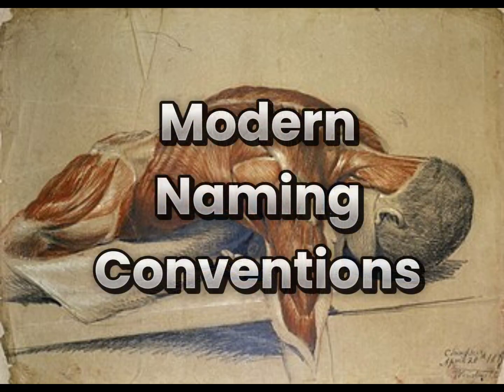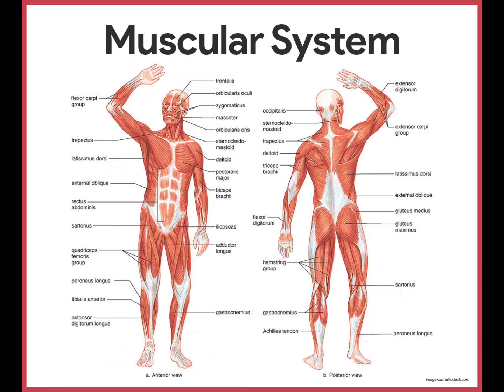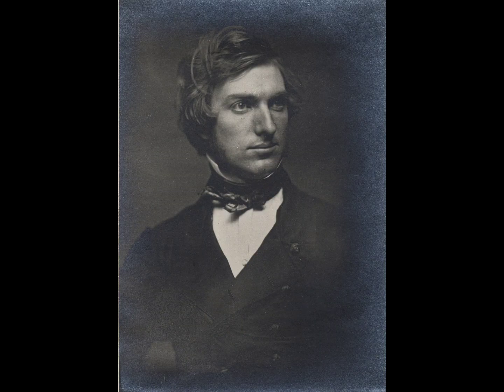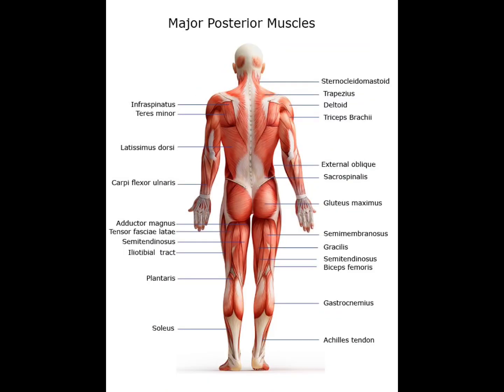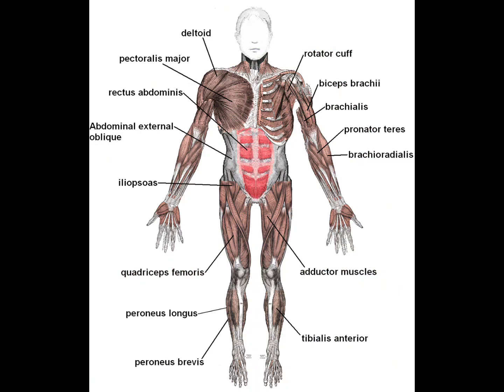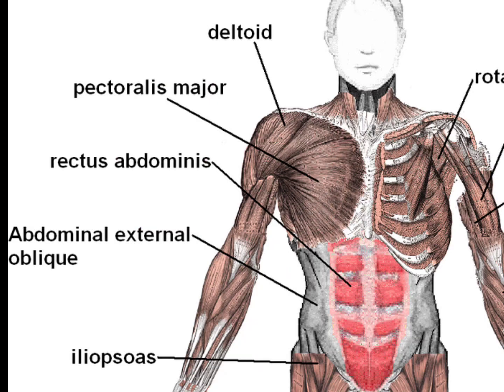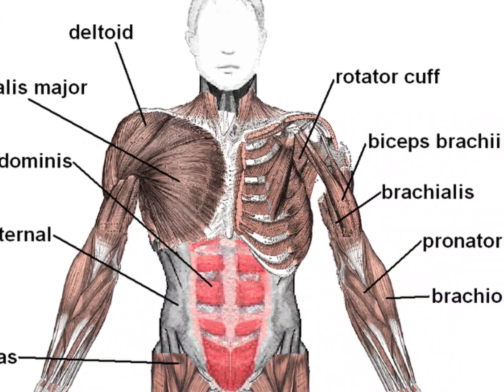Modern naming conventions. By the 19th and 20th centuries, the system of naming muscles became more standardized, with anatomists like Henry Gray, author of Gray's Anatomy, first published in 1858, codifying muscle names in a way that is still in use today. Today, muscle names are derived from several factors, including location, shape, size, number of heads, and function.